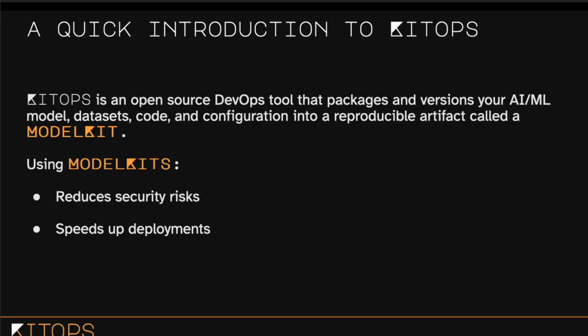KitOps is an open source DevOps tool that packages and versions your AI/ML project into a reproducible artifact called a model kit. Each model kit includes everything teams need to develop, test, deploy, and manage an AI/ML project, including models, datasets, code, and configuration. I found KitOps after seeing some of the challenges data science teams face bringing multi-team projects into production at Fortune 500 companies, most often around security risks and deployment delays.